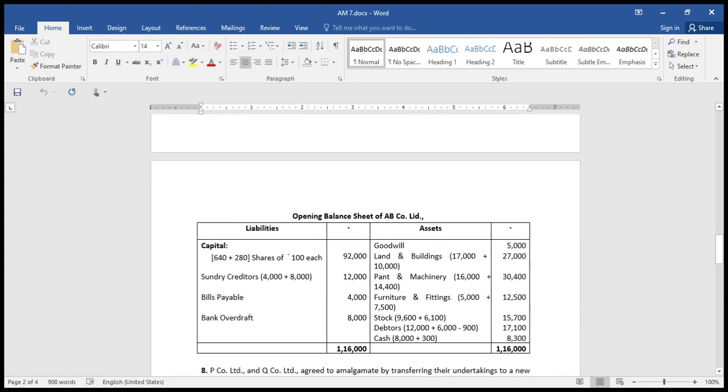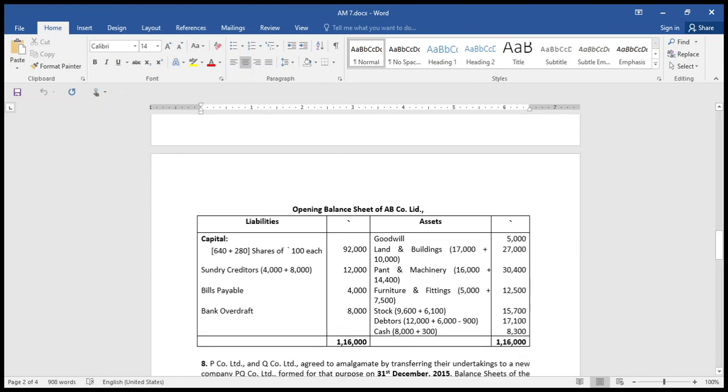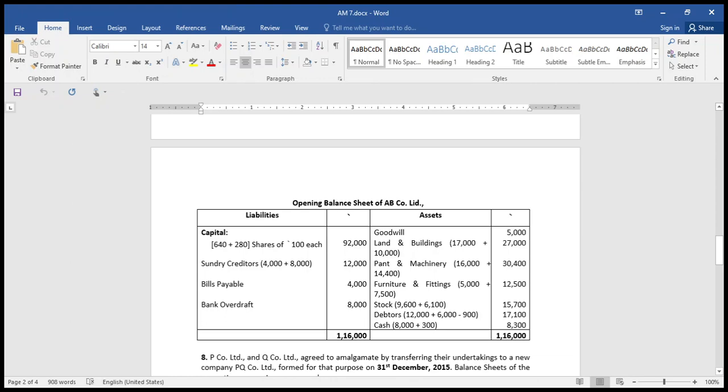Okay. Now we will prepare the opening balance sheet. While preparing the opening balance sheet, you have to consider the taken over value. Okay, just go through the purchase consideration calculation. Goodwill, we will consider goodwill of only A Limited. B Limited goodwill is eliminated. Land and building, plant and machinery, furniture and fittings, stock, debtors, cash. In the purchase consideration calculation all the adjustments are there, and whatever the taken over value is there, you have to record the same here.